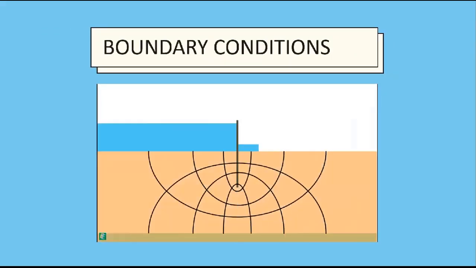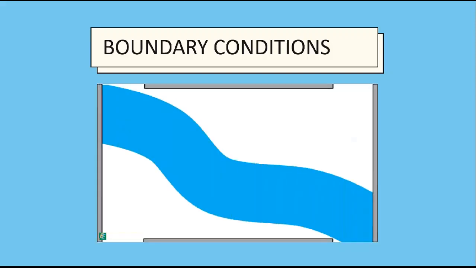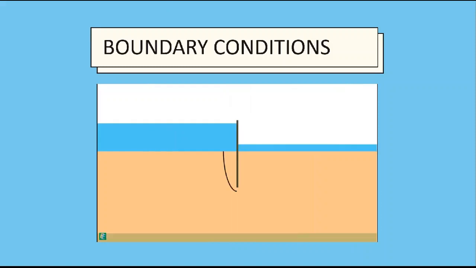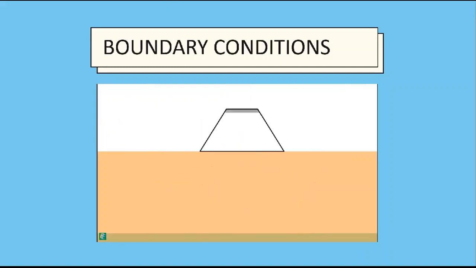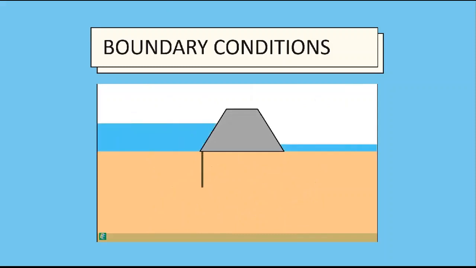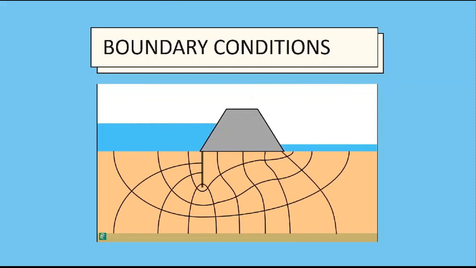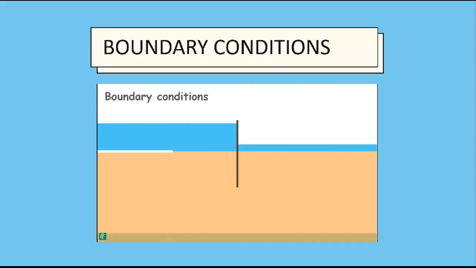So to construct a flow net, we also need to identify the boundary conditions present for the flow. Boundary conditions are the restrictions that limit the flow in a certain space or area. A flow net is unique for a given set of boundary conditions. If the geometry of the flow space changes, the boundary conditions will be changed and hence the flow net will be changed also. So here, first boundary condition is the upstream surface from where the flow starts.